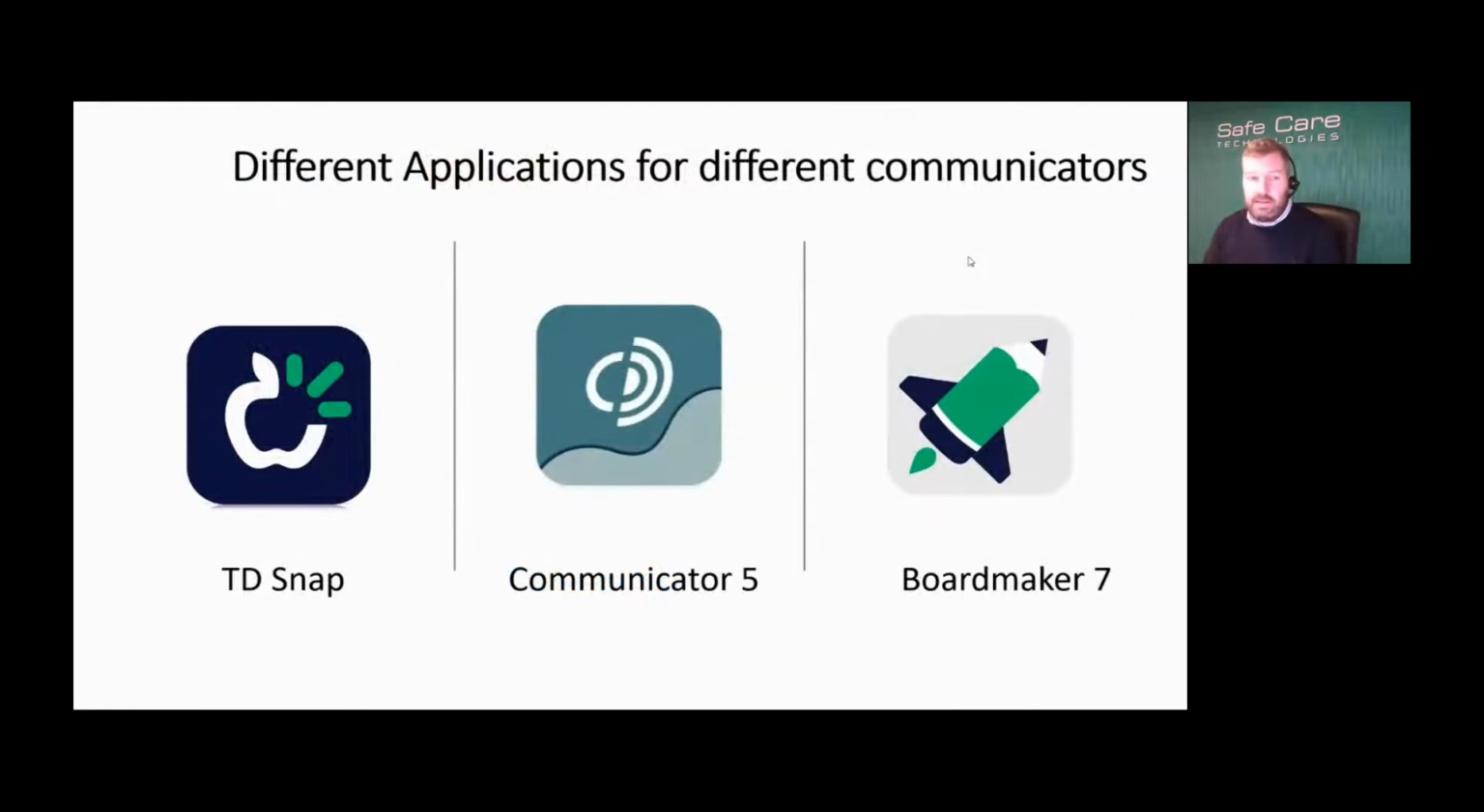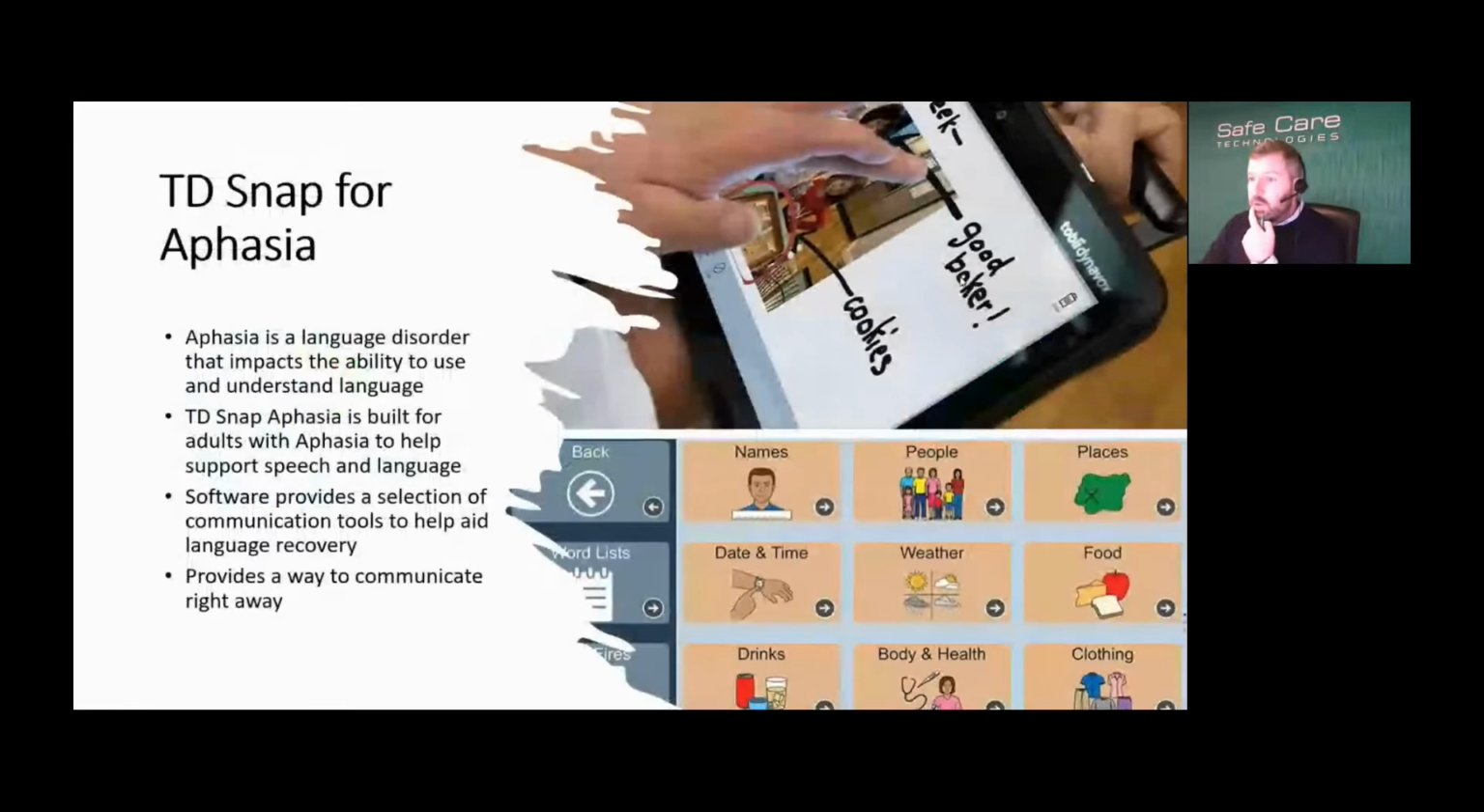As a company, we have different applications for different types of communicator. We have TD Snap, Communicator 5, and Boardmaker. We focused a little more on Communicator last week, and this week we're looking at TD Snap for aphasia, so the aphasia page set within it.